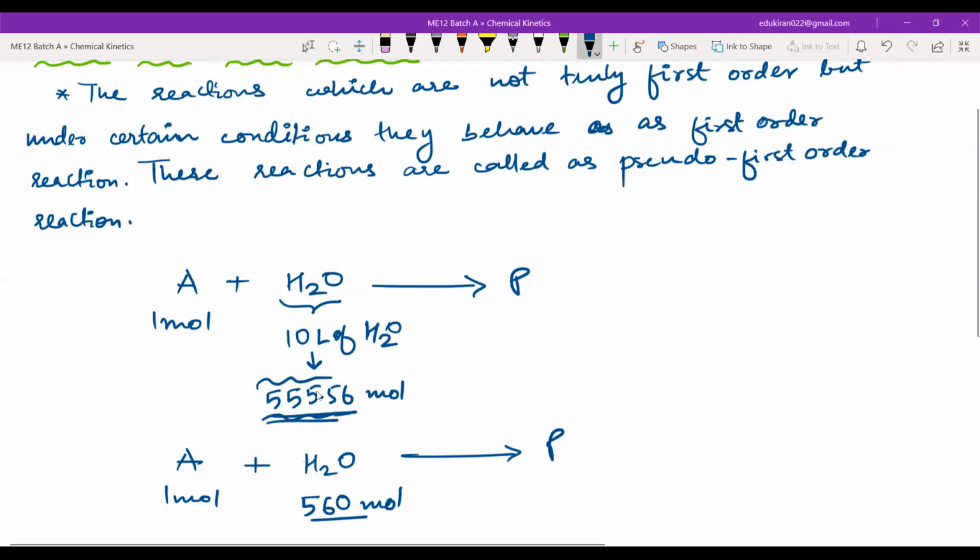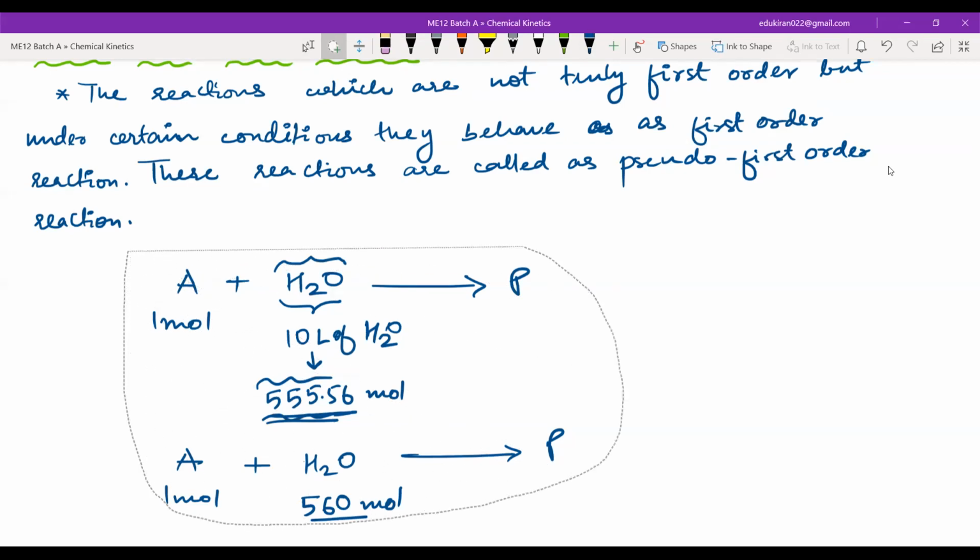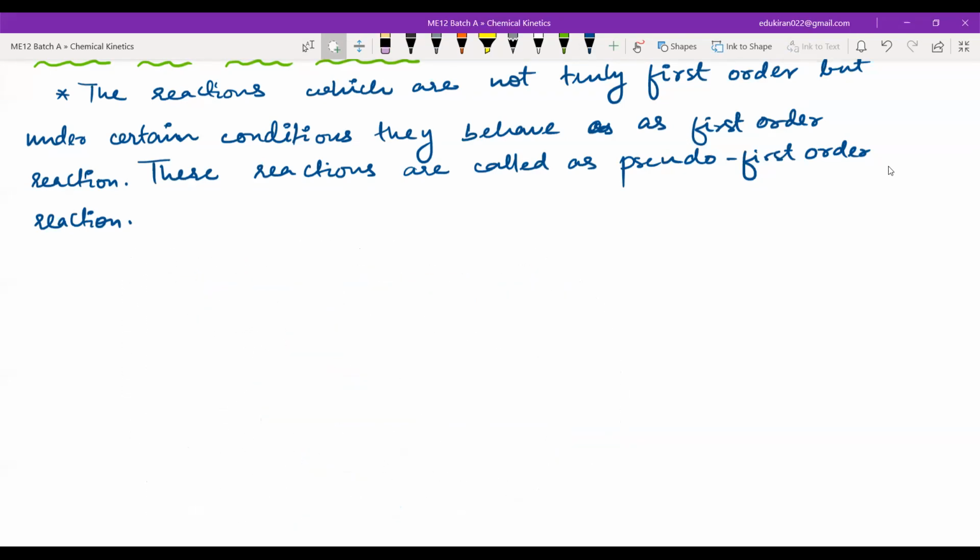So those reactions in which the solvent itself is one of the reactants, in those cases, the reaction depends on the water, but the rate does not depend on water. Okay, the rate will not depend on one of those reactants. So these type of reactions are known as pseudo first order.